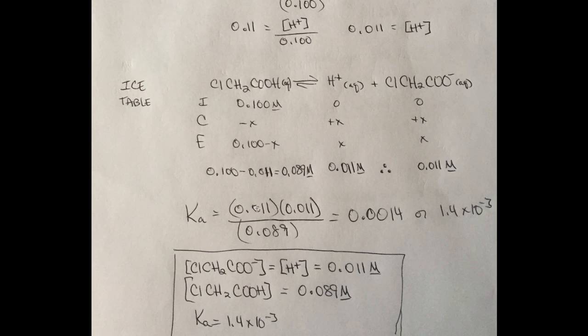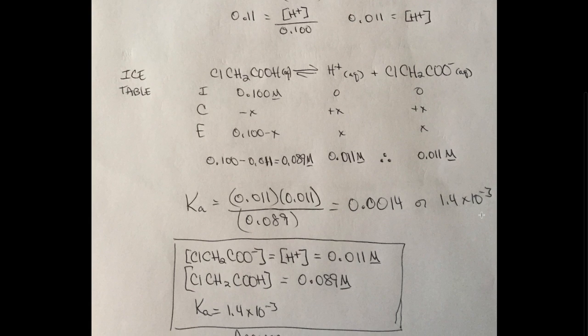So to find Ka, 0.011, 0.011 on top, 0.089 on the bottom. Not a magic, like that one is there, that one goes there, that one goes there. Plug that in, 1.4 times 10 to the minus 3. So the answers are the chloroacetate ion and the hydrogen ion are both 0.011 molar. The chloroacetic acid is 0.089 molar, and Ka is 1.4 times 10 to the minus 3. That's the answer.